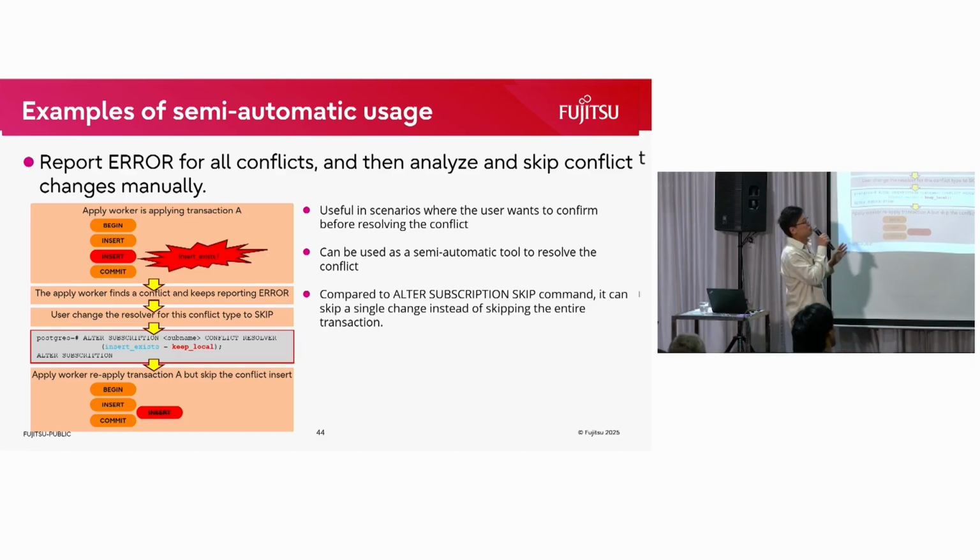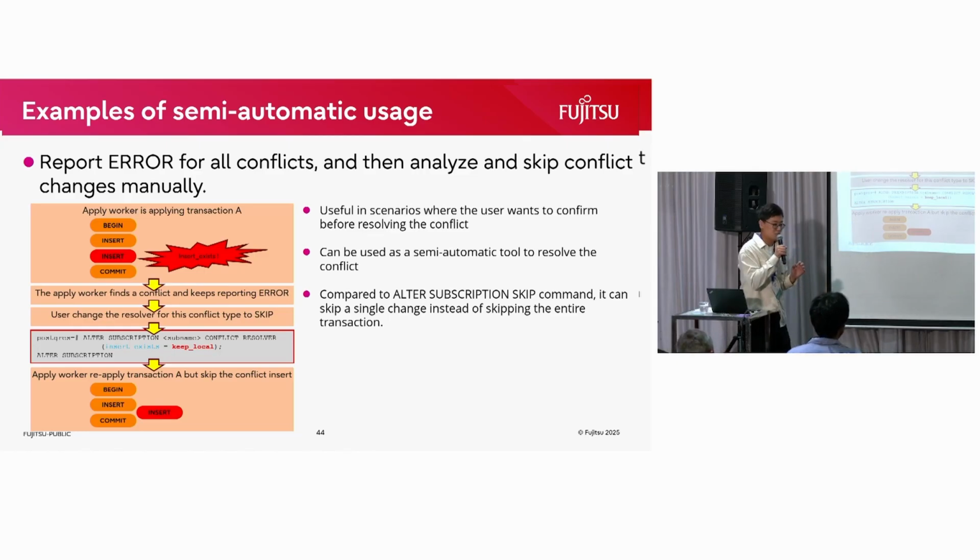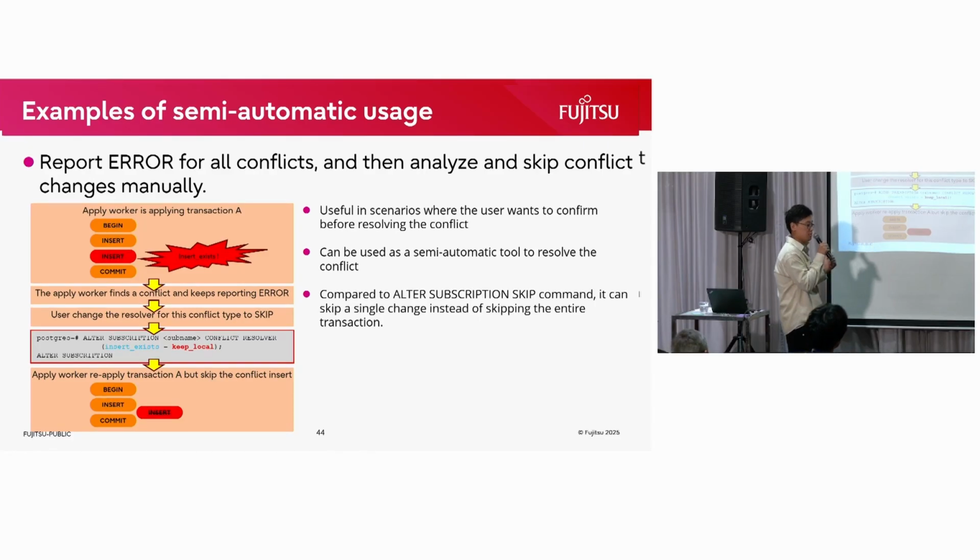So this is useful for the user who wants to confirm the rows or data before resolving the conflict. And compared to the existing ALTER SUBSCRIPTION SKIP command, the difference is this new usage can skip a single change instead of skipping the entire transaction.